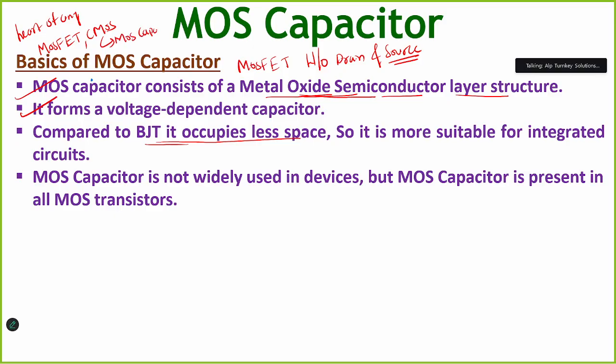So this is suitable for integrated circuits. The MOS capacitor is not widely used as a standalone device, but a MOS capacitor is present in all MOS transistors. Whatever the MOS capacitor is, that will always be present in the MOS transistor. This is about the MOS capacitor.